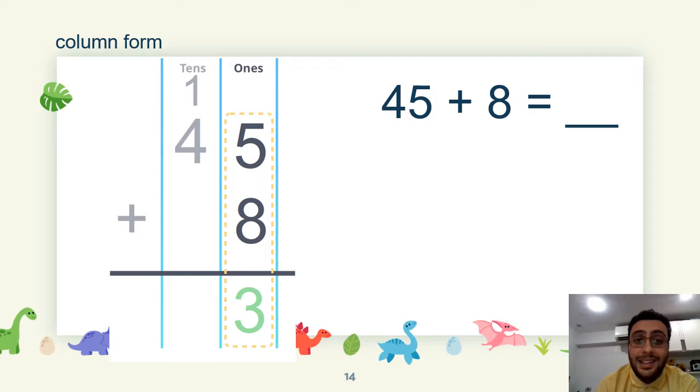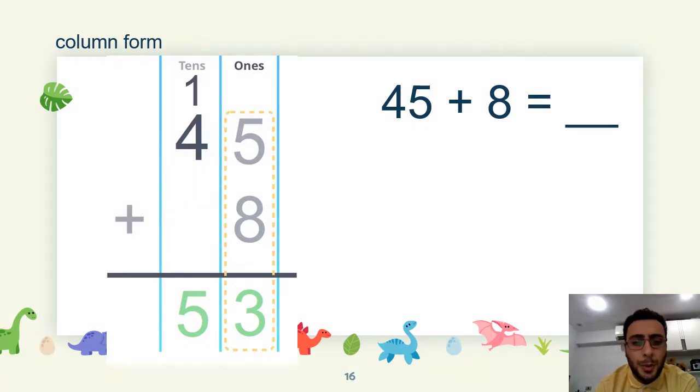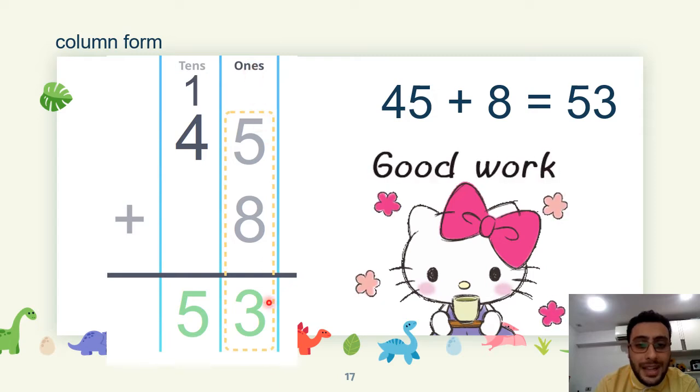Now we can add the tens together, which is 1 plus 4. What is 1 plus 4? Super easy, 5. So we already have the answer. 45 plus 8 equals 53. So as you can see, you have to do it step by step. And sometimes we get numbers that are made of two digits. Remember, 5 and 8 becomes 13. So remember, you have to move the 10 to tens. You cannot keep the 10 in ones, okay?